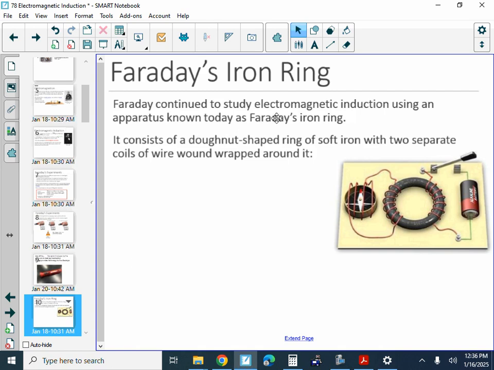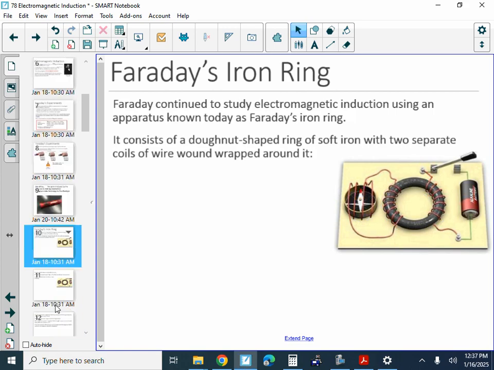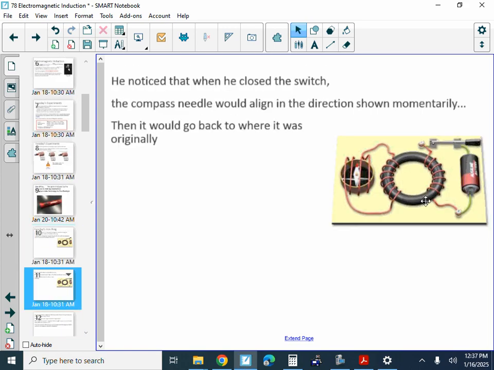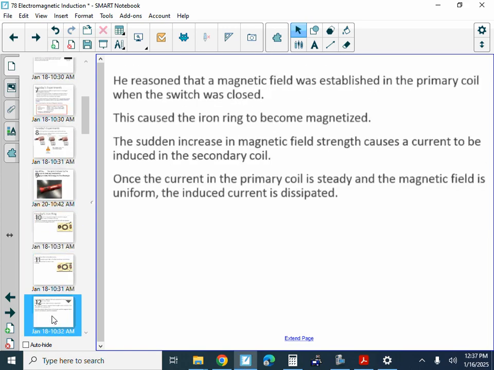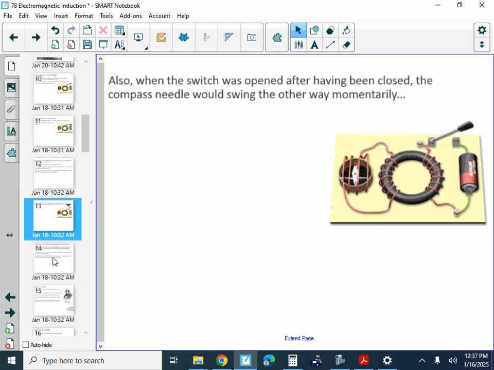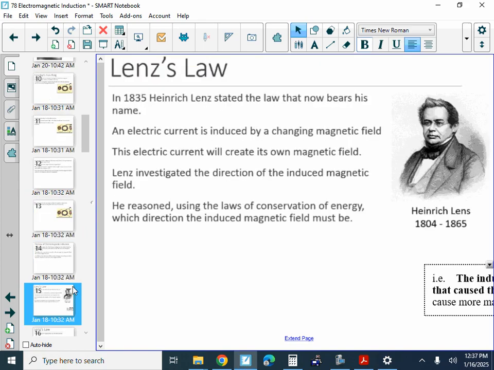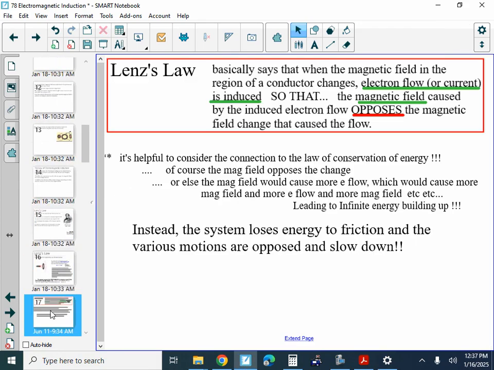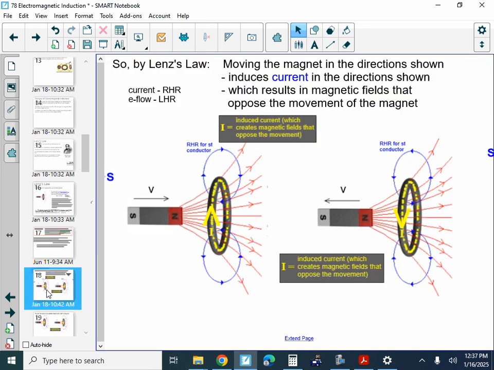Faraday actually used an iron ring as he was looking at this stuff. He found that if he connected the voltage here, that would make a magnetic field on this wire, which would make this become a magnetic field, and at that point the needle would deflect. So he was looking at that kind of a setup in his actual apparatus. Lenz's law allowed us to analyze that stuff really easily.